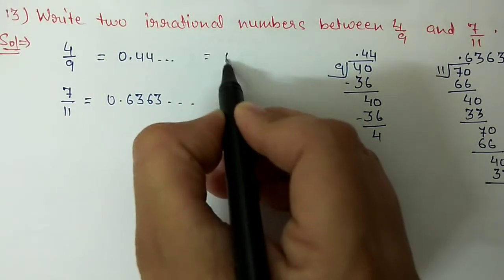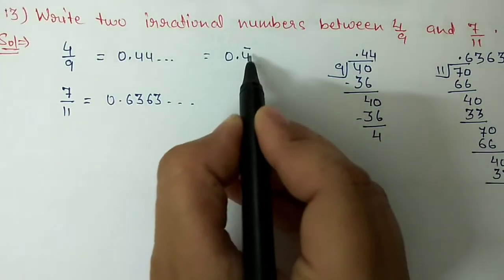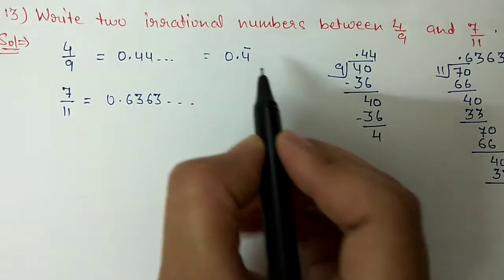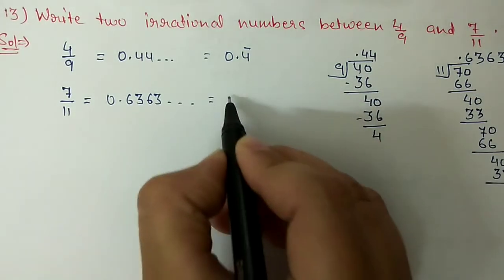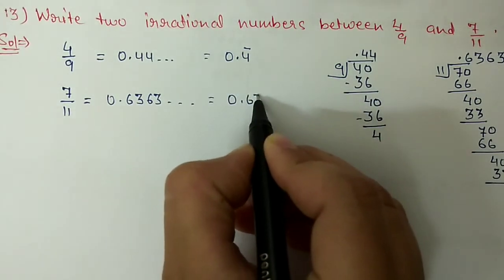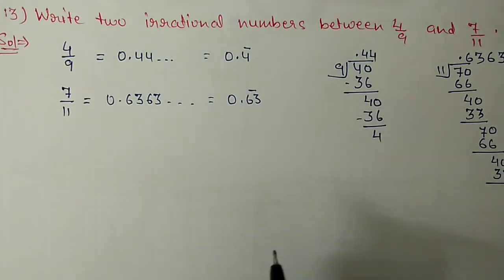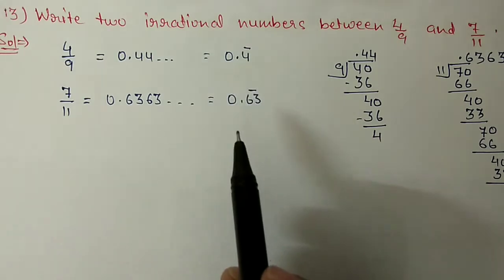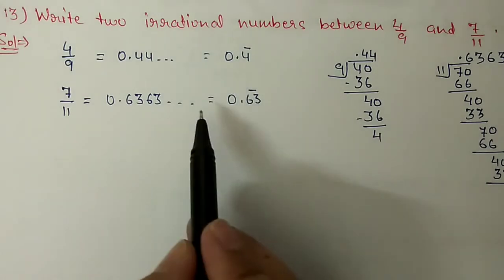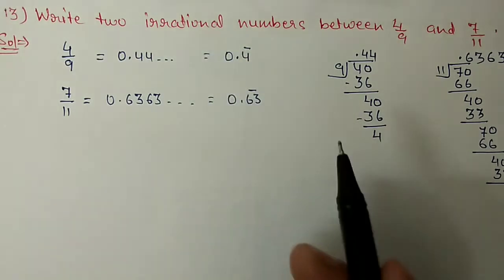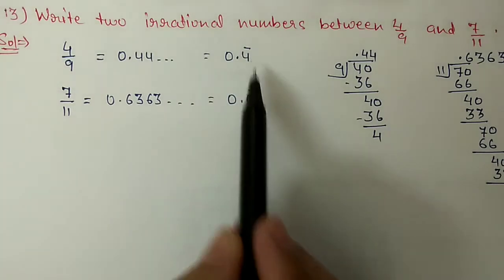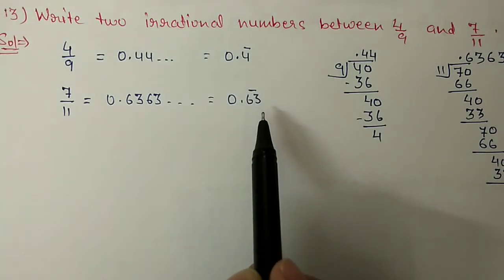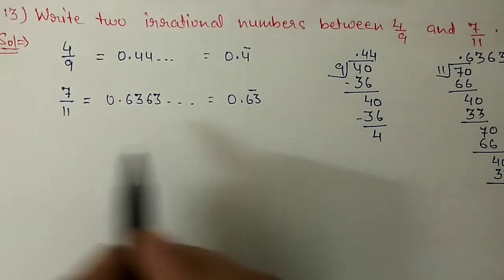We can write this number like this also, 0.4 bar. Above 4 a bar is there, it means 4 is repeating, and this we can write as 0.63 with a bar above 63. So between these two numbers, between 0.44 and 0.6363, we have to write any two irrational numbers. There are infinite irrational numbers between these two numbers, so we can write any two here.